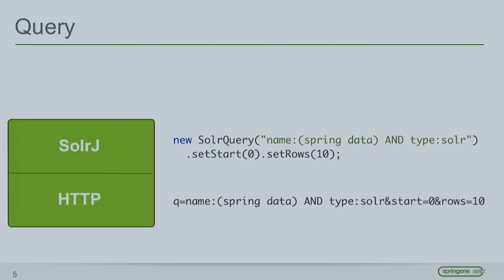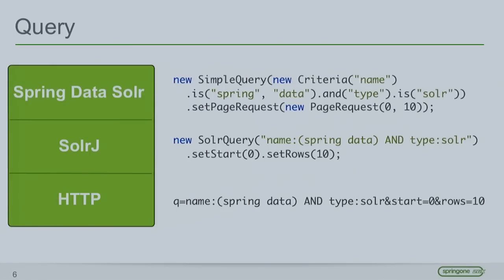With SolrJ, we get a Java API for the HTTP request underneath. You can see it's pretty much the same request string in both implementations, and there's not that much abstraction in there. That is where Spring Data Solr comes into play, which ships with its own query API. You define a query for the name field having Spring and data in it, and the type must be Solr, and you can use those page request objects you're probably used to from the other modules to paginate through all the results.